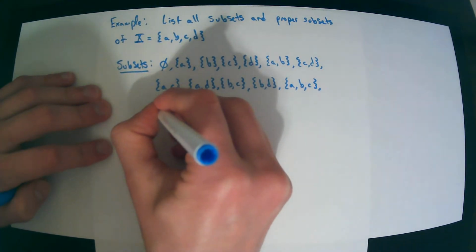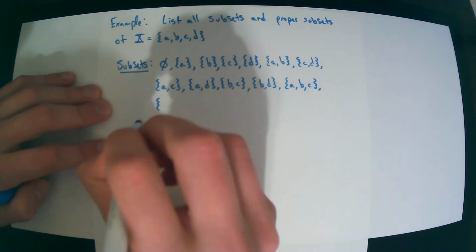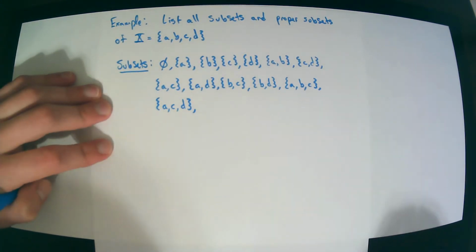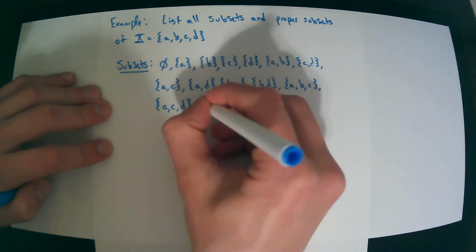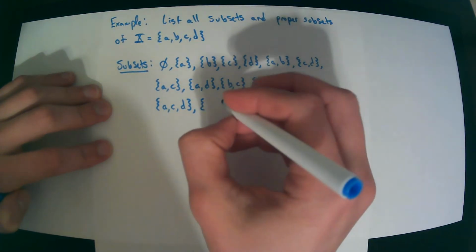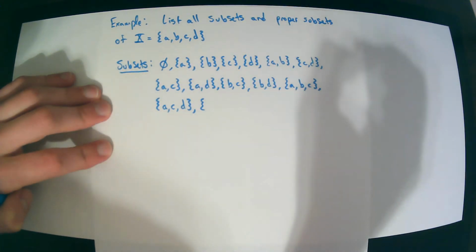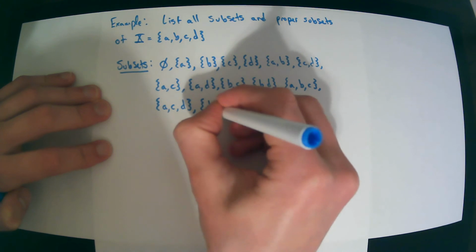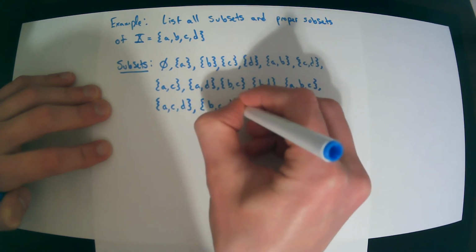And what about ABC? What about ACD? See what I'm getting at? I'm trying to list every combination. ABC, ACD, how about any others that begin with A? I don't think so. What about B, C, D?